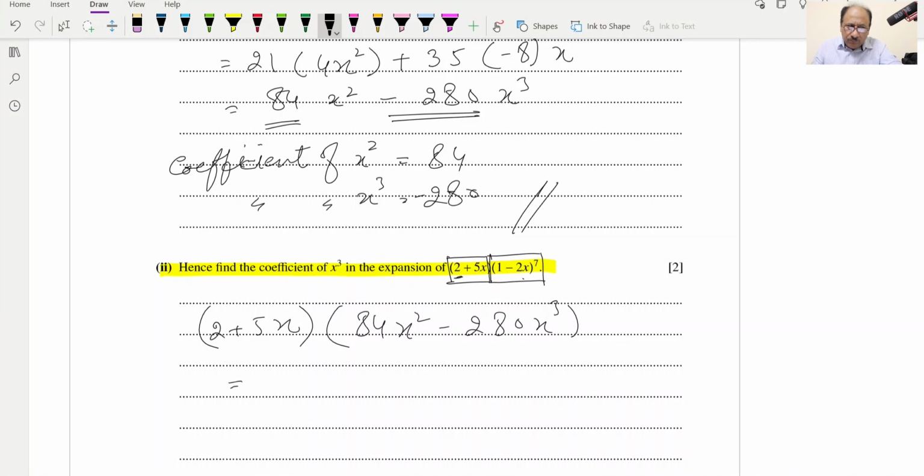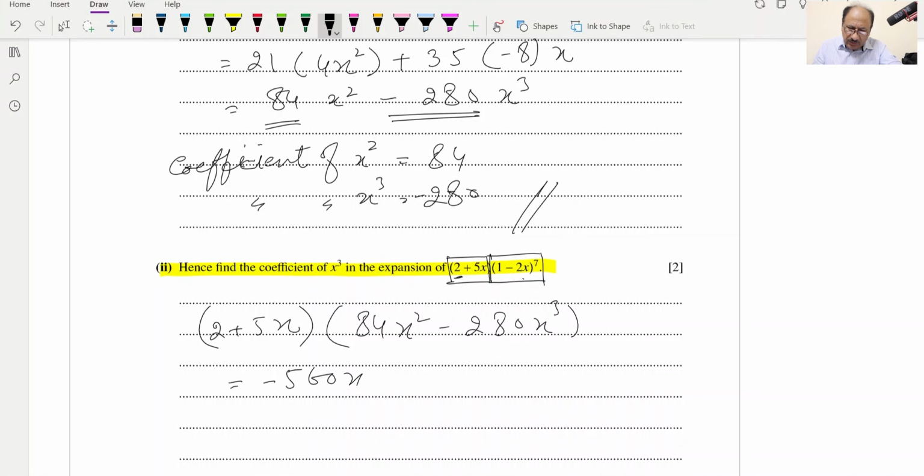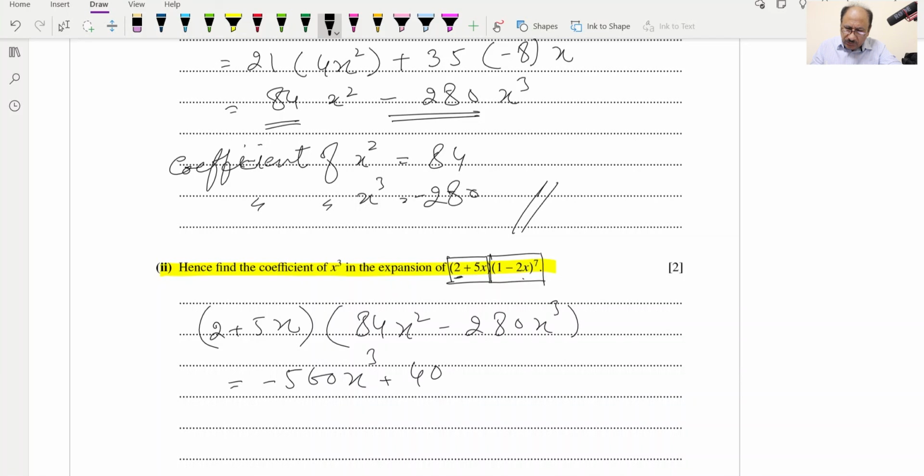So 2 multiplied by minus 280 will be minus 560 x cubed, and plus 5x into 84 x squared. So 5 multiplied by 84 will be equal to 420. So plus 420 x cubed, and we can take x cubed common.